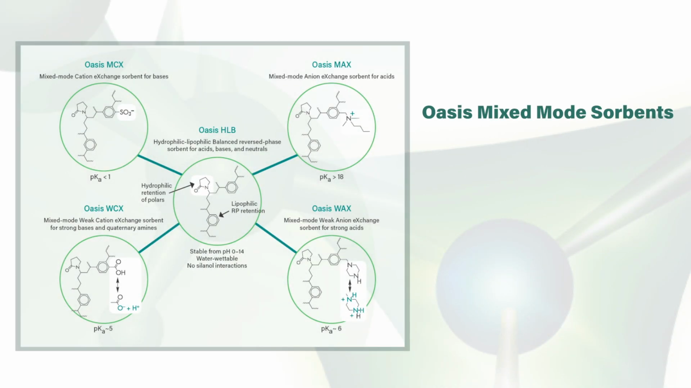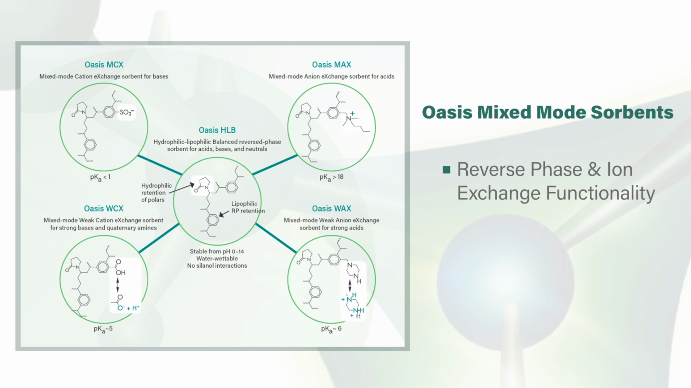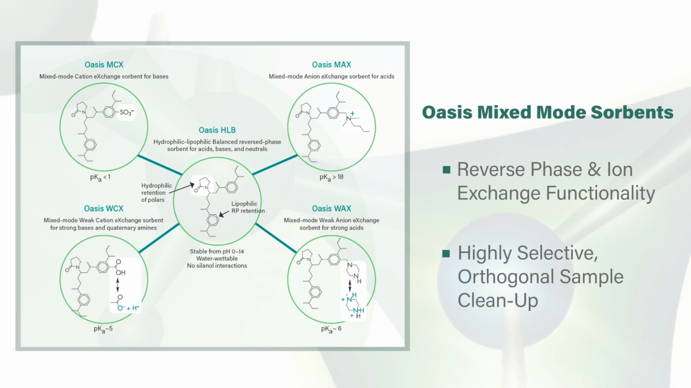When we first started looking into an efficient way to selectively target and remove matrix interferences from biological samples, we knew we would have to take an approach that was very different from small molecules. The Oasis mixed-mode sorbents are the best choice for highly selective sample cleanup because they employ reversed phase and ion exchange functionality, resulting in a highly selective, orthogonal approach to sample cleanup.